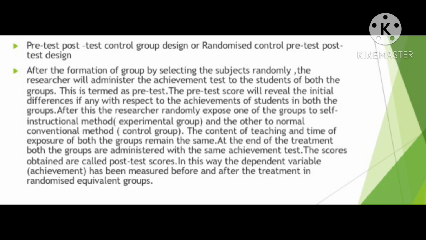In this way, the dependent variable, that is achievement we are measuring here, has been measured before and after the treatment in randomized equivalent group. Here randomly he is selecting the group, randomly he is giving the treatment, and later on he will measure the achievement.